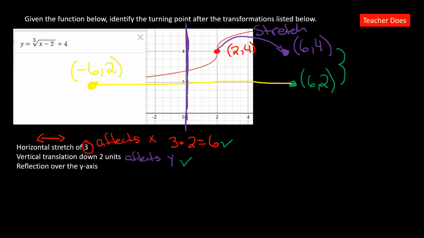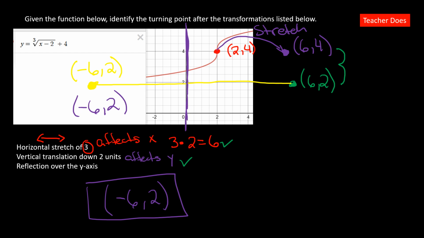And I realize that yellow probably wasn't the best color. So let's do that again, -6, 2. And this was because of the reflection. So if we stretch it out by 3, we went from 2 to 6, because 2 times 3 is 6. We then went down 2 units, so we went from 4 to 2, and then we reflected, so our final answer would be here at -6, 2.